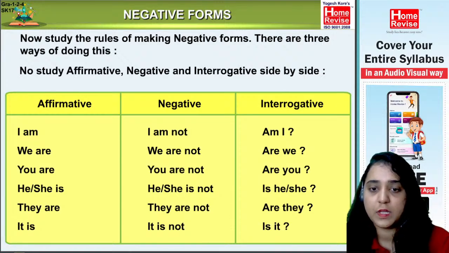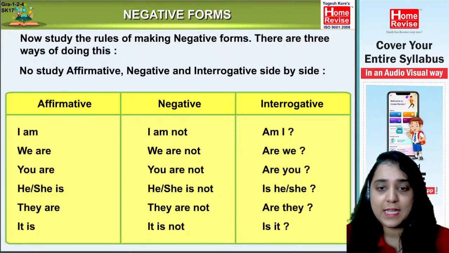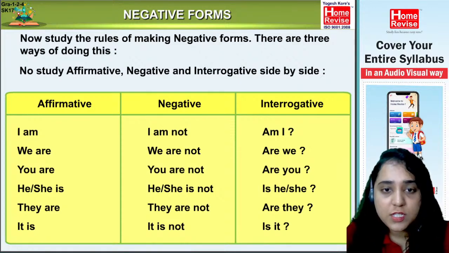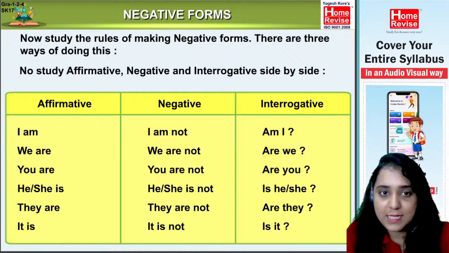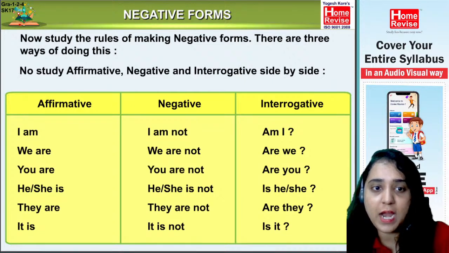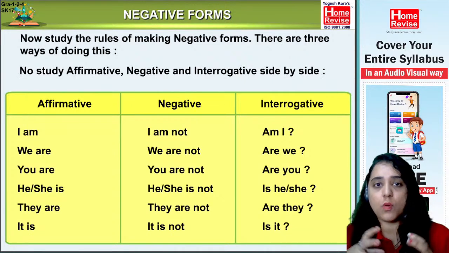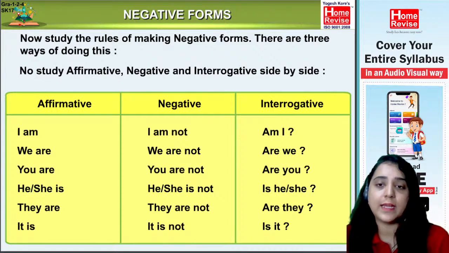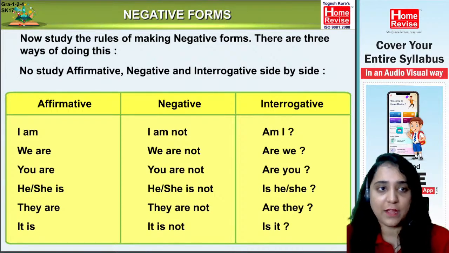Fine. So basically, I hope everybody understood the kind of sentences, all the forms, and how to convert them into negative, the interrogative one and everything.